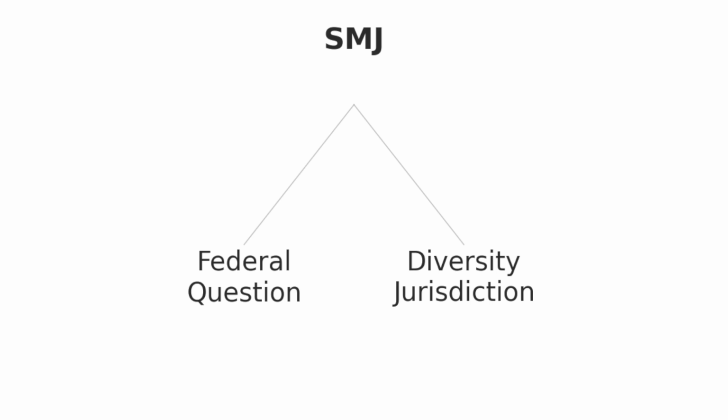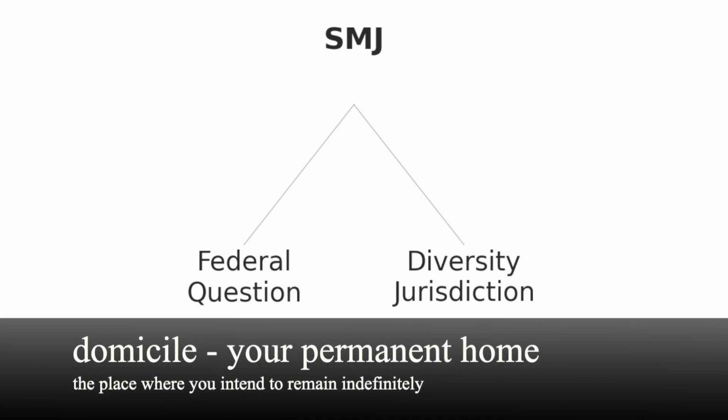So how does the court determine a person's state citizenship for diversity purposes? Is it simply based on where they live? It's a little more nuanced than that. It's not just about physical residence. It comes down to something called domicile. Domicile is a legal term for your permanent home, the place where you intend to remain indefinitely. So for diversity purposes, a person is considered a citizen of their state of domicile.